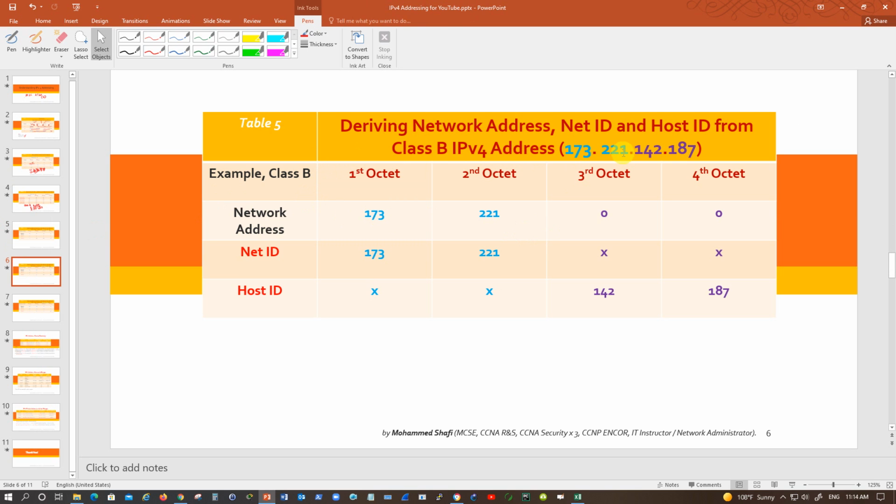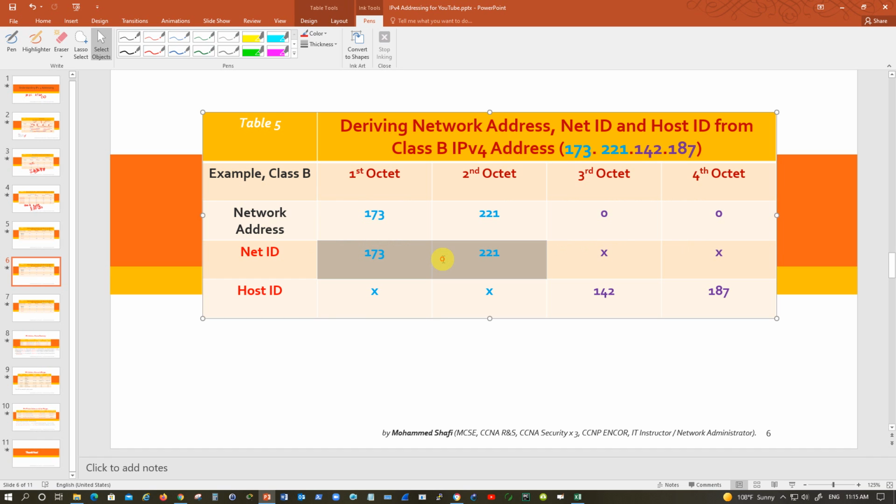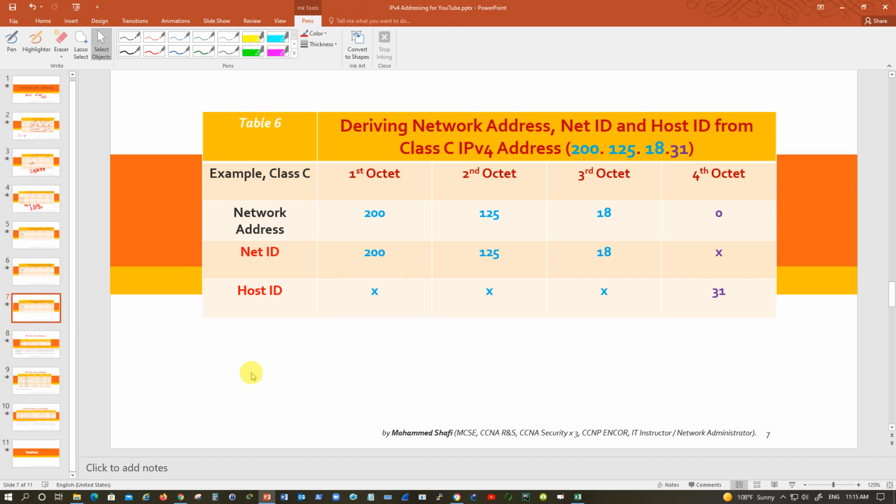Likewise, for class B, in the given IP address 173.221.142.187, the network address will again be like this: net ID as it is, host ID zeros. The net ID will be only 173.221, and the host ID will be 142.187. Okay, moving on to class C.